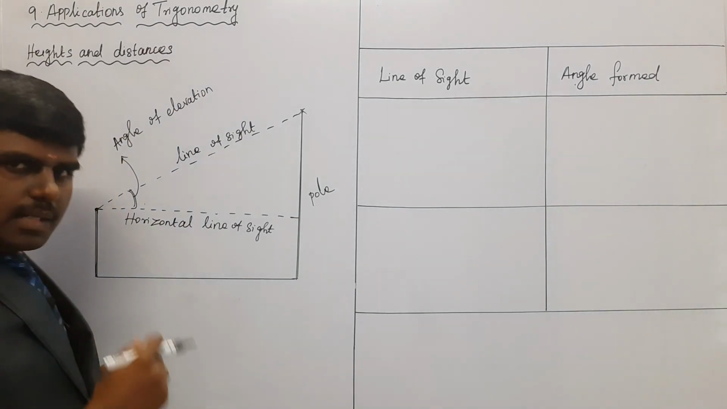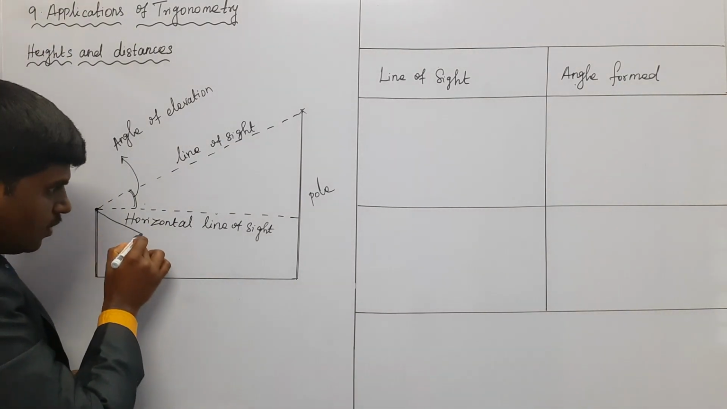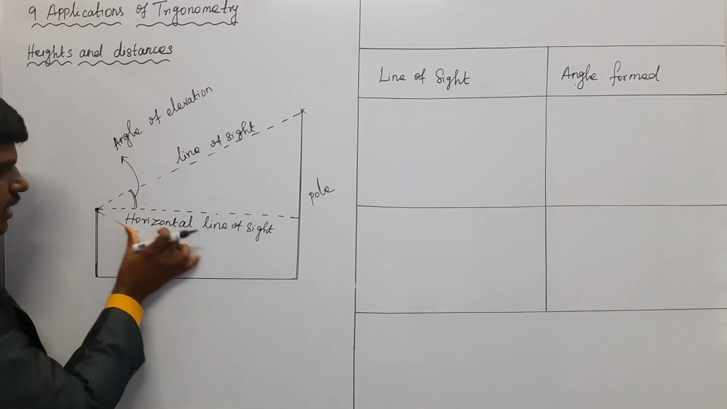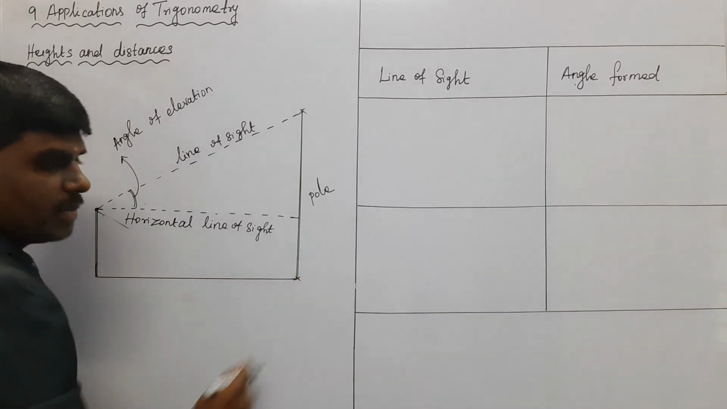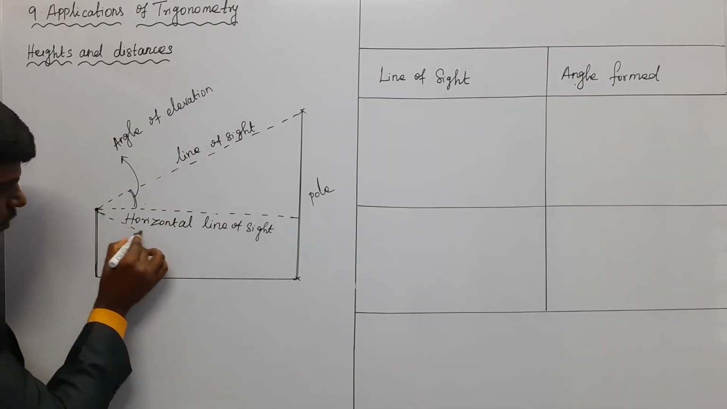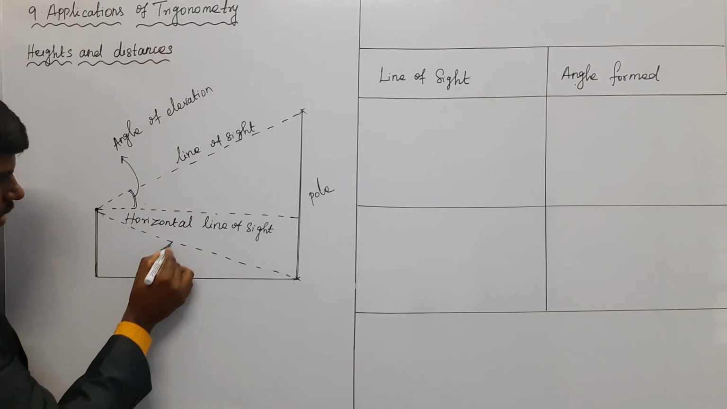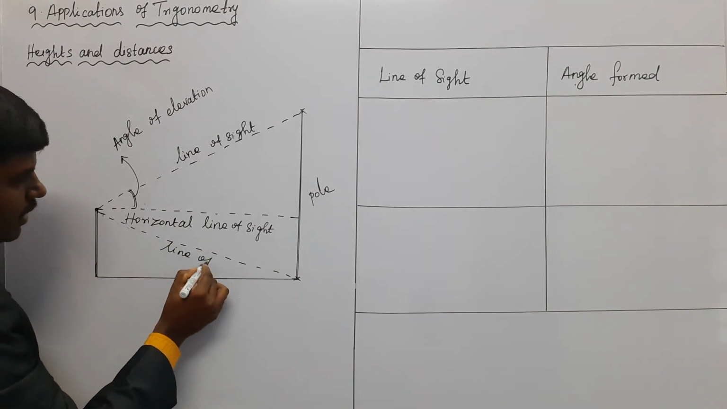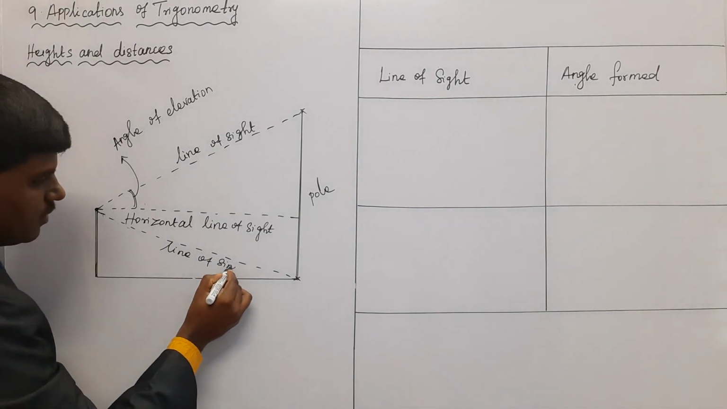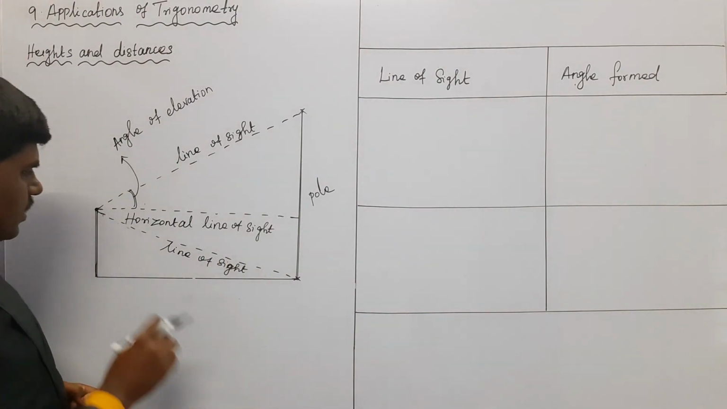In the same way, the person watches the foot of the pole. Here is the line of sight. Now, what is the angle?